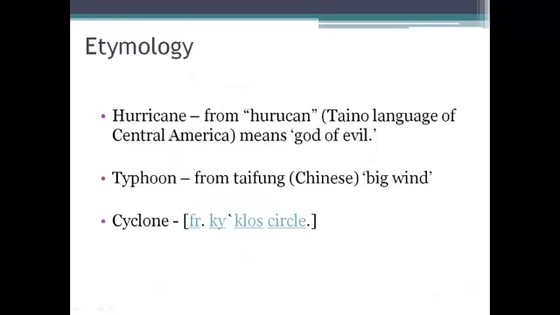The etymology of the word hurricane comes from a Taino language from a tribe in Central America, the word huracan, which means god of evil. And in the Pacific Ocean, we call them typhoons. That word comes from the Chinese, meaning big wind. And the word cyclone, which we use for a low pressure system, is from the Greek word kyklos, which means circle.